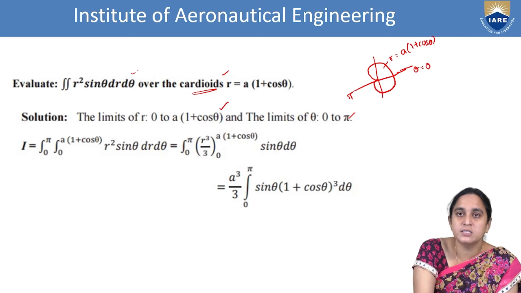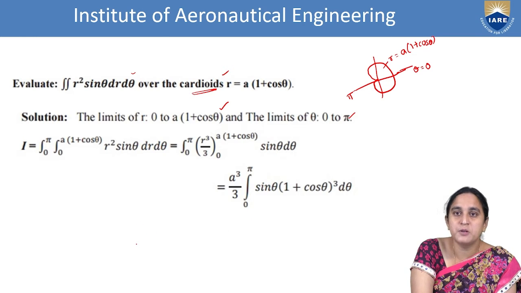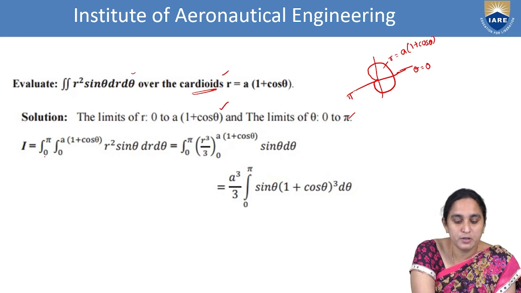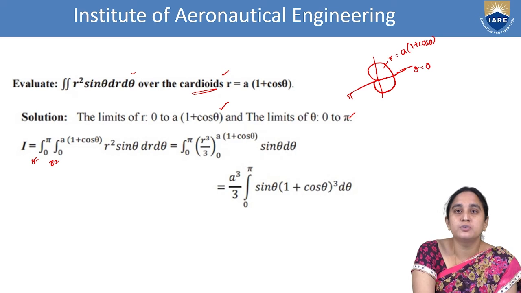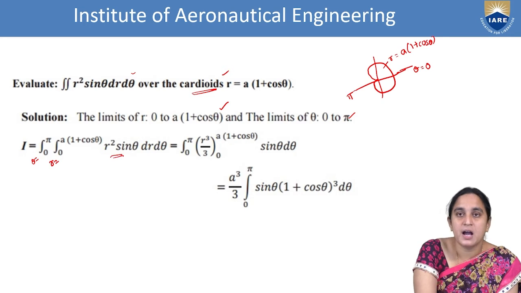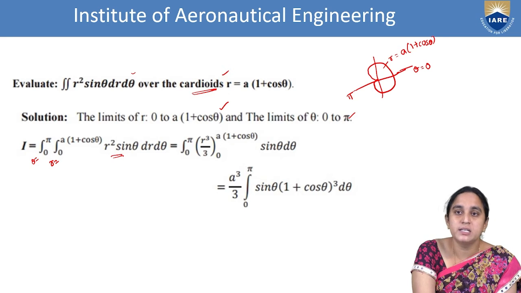Anyway, the question is directly in polar form. Now substitute the limit points and integrate with respect to r and theta. Here the limits of theta are 0 to pi, and the limits of r are 0 to a into 1 plus cos theta. The function is r square into sine theta, integrated with respect to dr d theta. What is the concept in polar form? First integrate with respect to r.